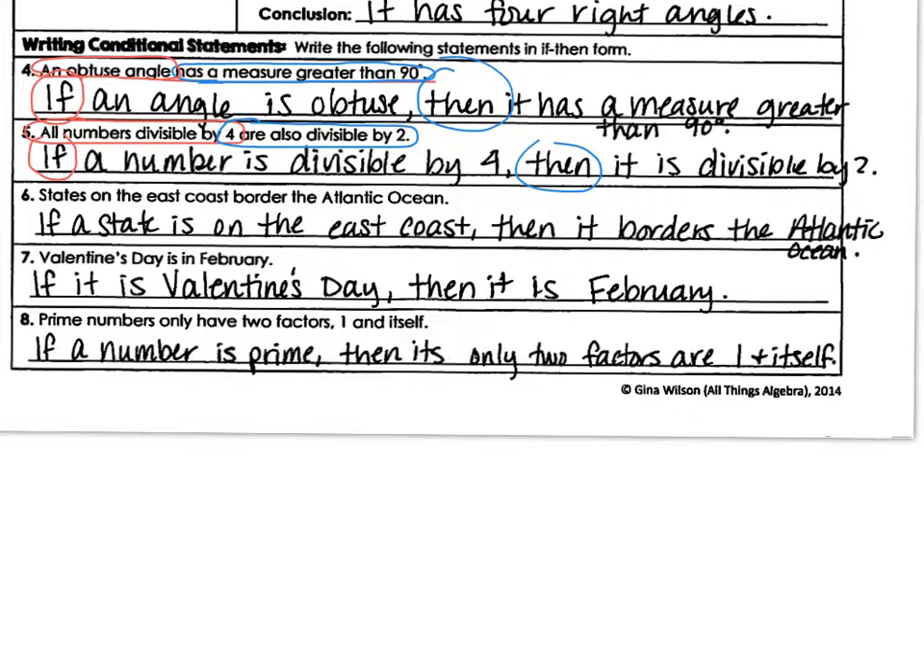Number 6 states, states on the East Coast border the Atlantic Ocean. So to write a conditional statement, I'm going to start with "if." If a state is on the East Coast, then it borders the Atlantic Ocean. Number 7, Valentine's Day is in February. If it is Valentine's Day, then it is February.